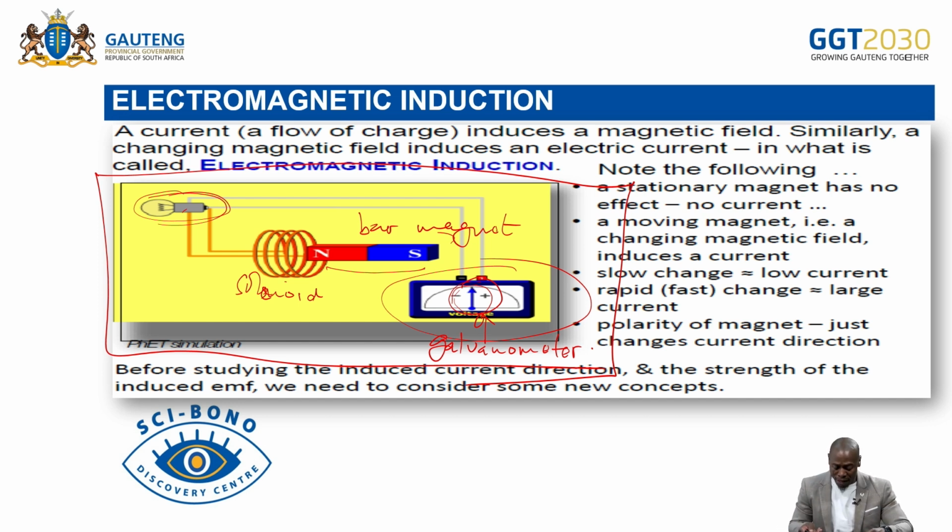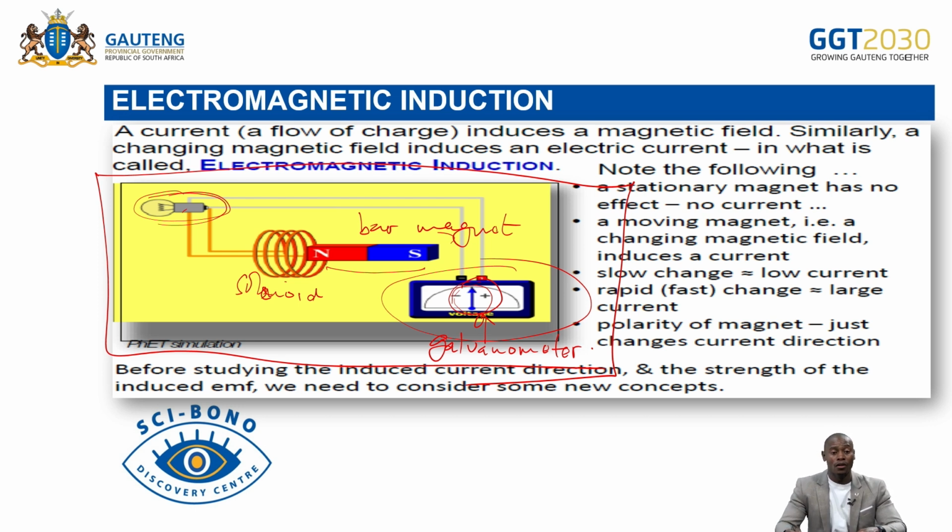So for example, if you push this magnet in and out of the coil, what is going to happen? The galvanometer needle is going to deflect. When it deflects, it shows that current is induced in a coil.